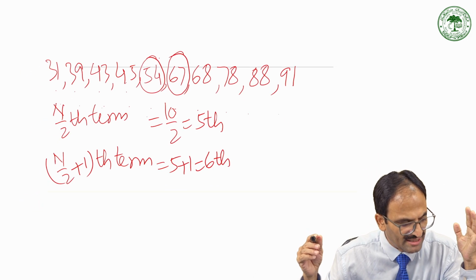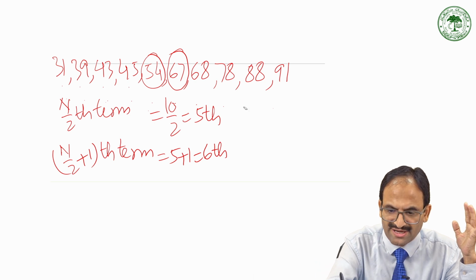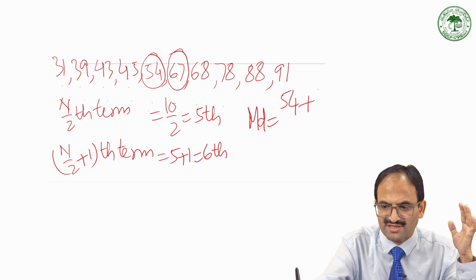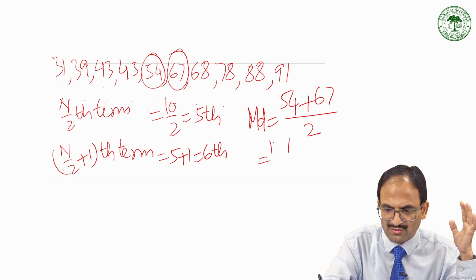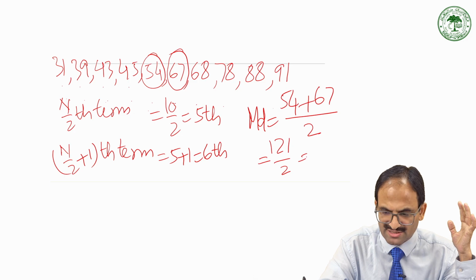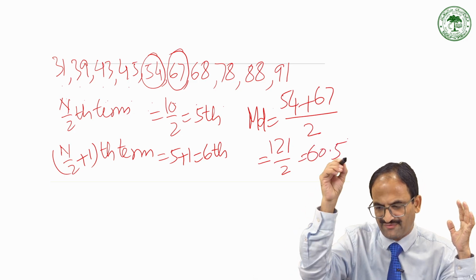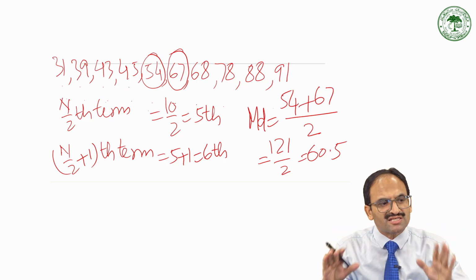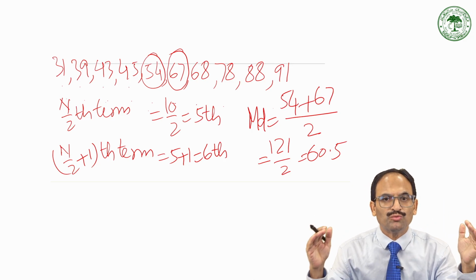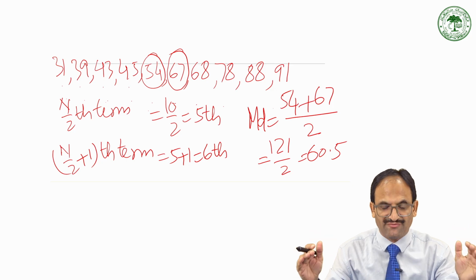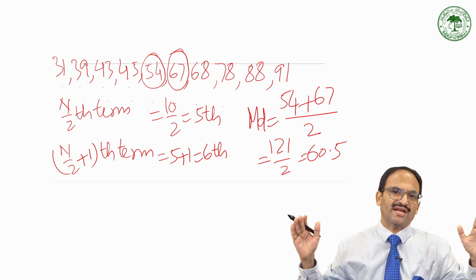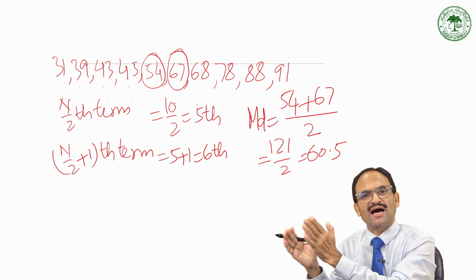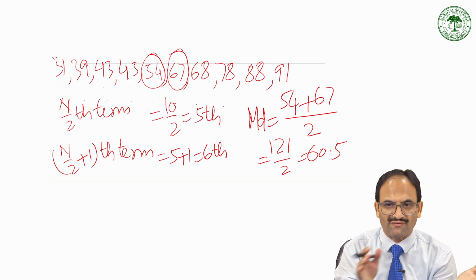So the median in this situation will be, median is equal to 54 plus 67 divided by 2. So find the sum. It is 121 divided by 2, that is 60.5. So the median of this data set comes out to be 60.5, and this 60.5 is that value which divides the whole data set into two halves. On one side higher values are there, and on the other side lower values are there.